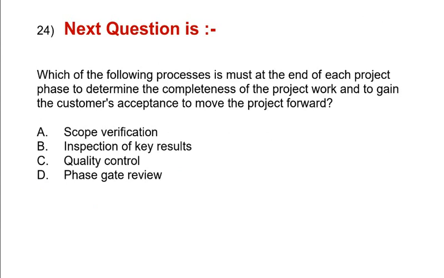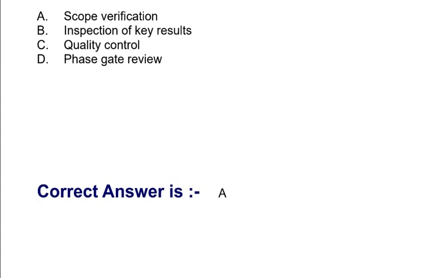Question is, which of the following processes is must at the end of each project phase to determine the completeness of the project work and to gain the customer's acceptance to move the project forward? Option A. Scope verification. Option B. Inspection of key results. Option C. Quality control. Option D. Phase gate review. Correct answer is option A.